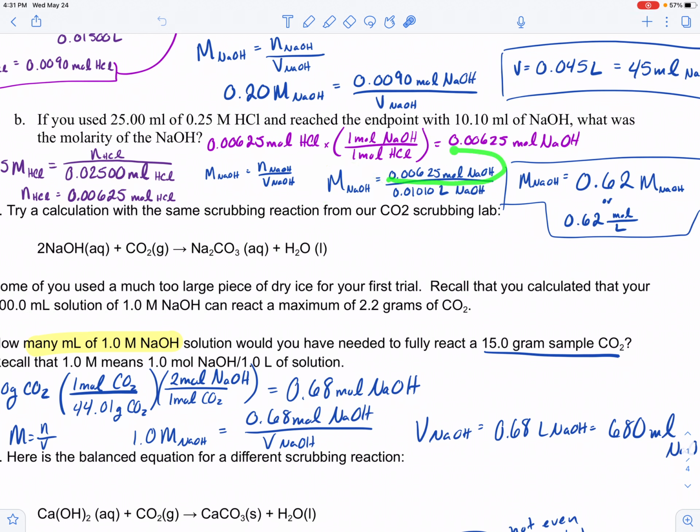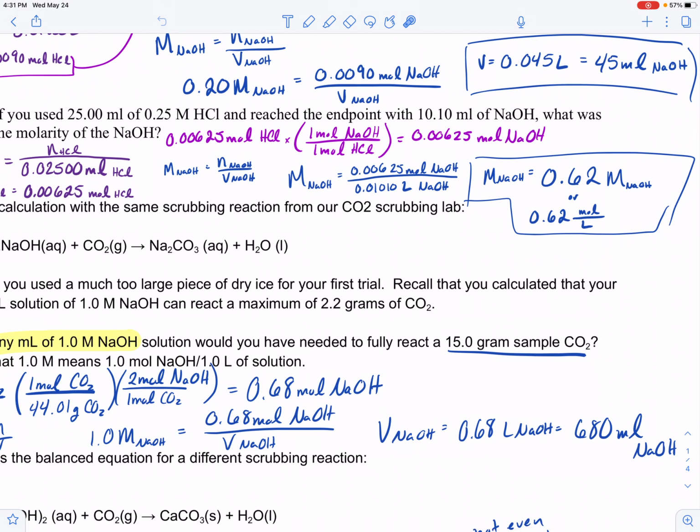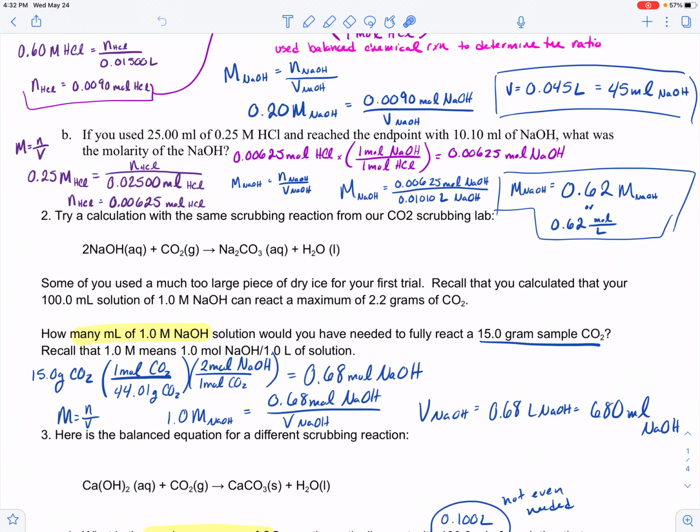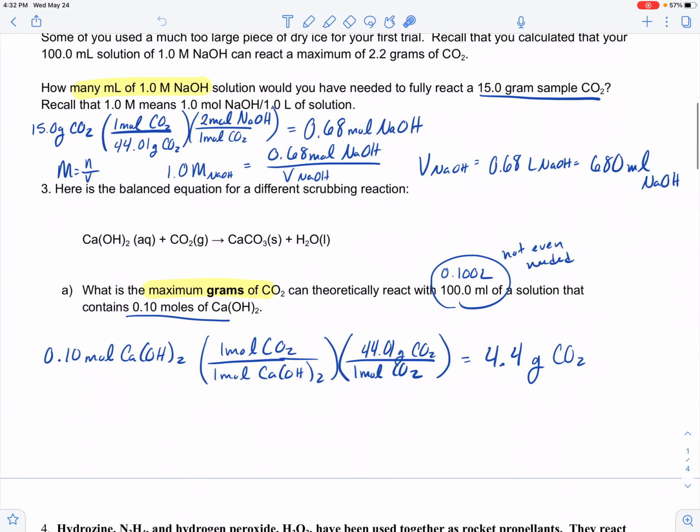I know that there will be this many moles of NaOH in that solution because that's what I just solved for. And I know that I used 10.10 milliliters of it, which is the same as 0.01010 liters. So I plug those into my molarity equation, and when I solve for it, I find out that the molarity of that NaOH solution must have been 0.62 molar, or you could write it as 0.62 moles of NaOH per liter. So that's a couple of molarity problems. I'll do a couple more down here.